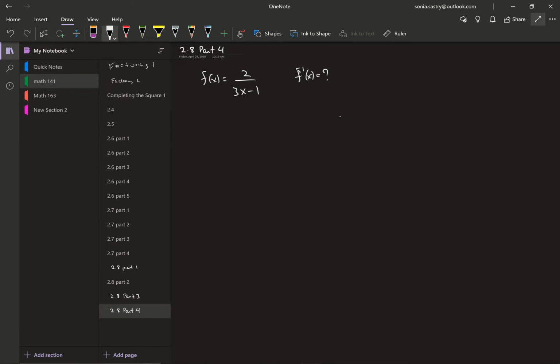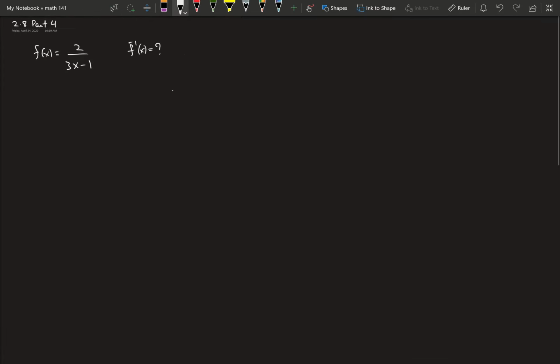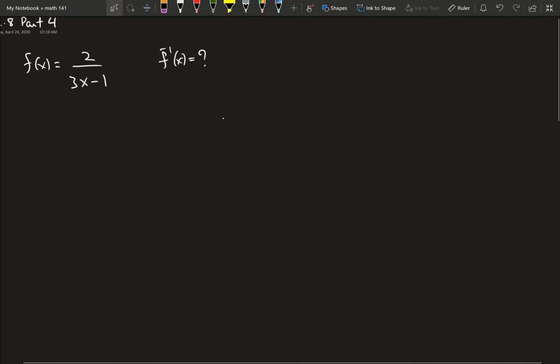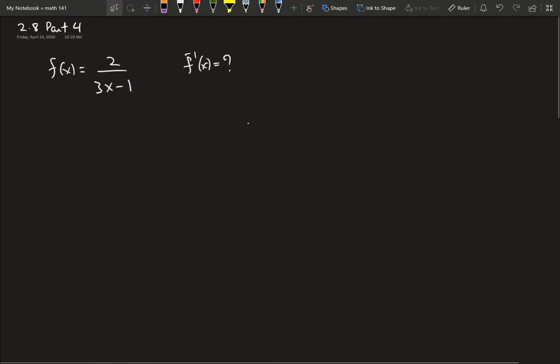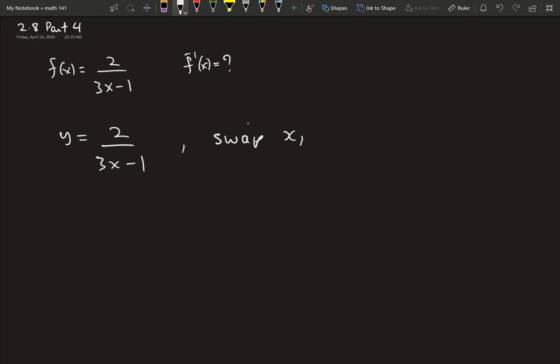Okay, so last time we left off with this exercise where f of x was 2 over 3x minus 1, and we wanted to compute the inverse of that function. So we first write this as y equals 2 over 3x minus 1, and then we swap x and y to get x is equal to 2 over 3y minus 1.